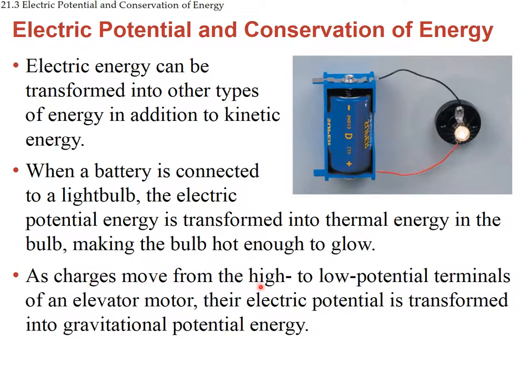Also, as charges move from the high to low potential terminals of an elevator motor, the electric potential is transformed into gravitational potential energy. In this case, a motor is moving masses up and down, and so we're transforming electric energy into gravitational potential energy.